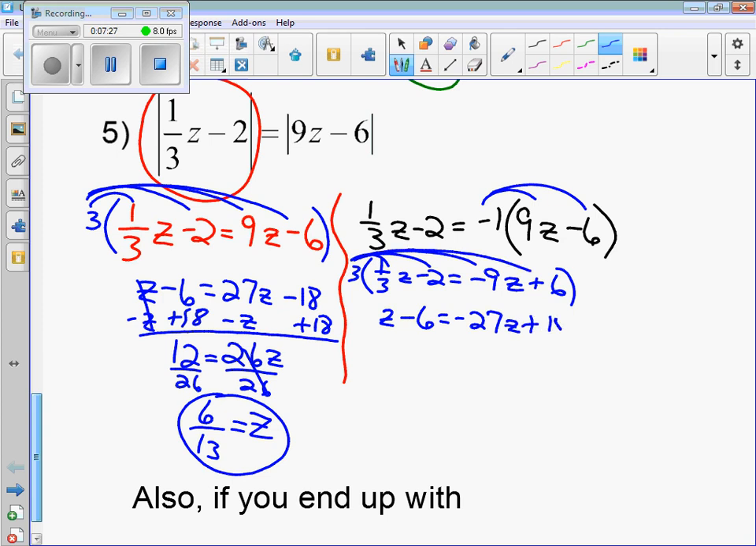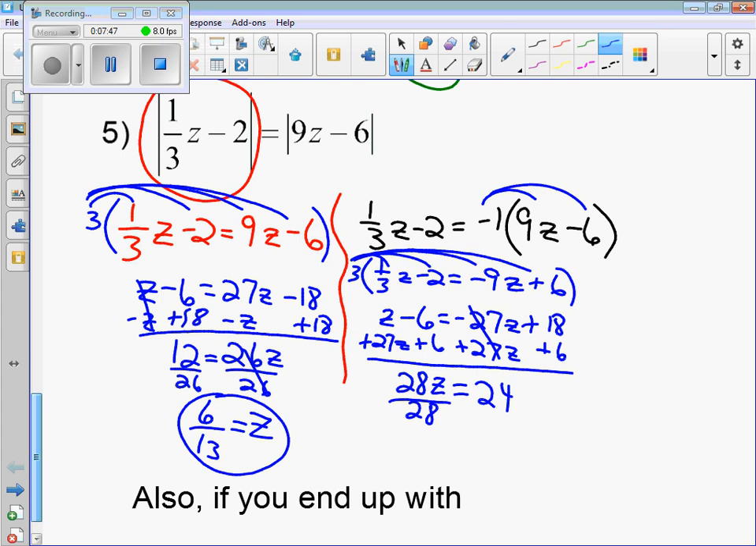And let's get like terms together. So it's -27, and I like positive numbers, so I'm going to move that over and move the 6 to the right side. So we have 24 on the right side and 28z on the left. Divide by 28. And z is going to equal 24/28, which is 12/14, which is 6/7.